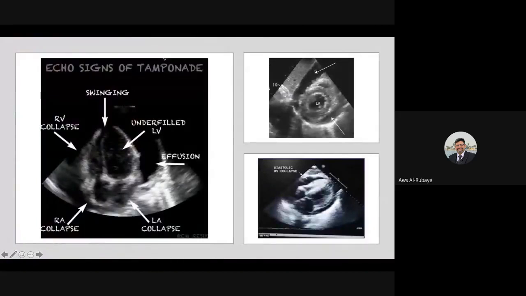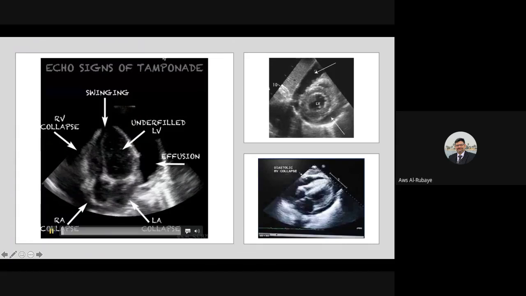This is a subcostal short axis view showing the accumulation of fluid, pericardial effusion, and this is also a subcostal view, a four-chamber subcostal view showing pericardial effusion with right ventricular collapse. This is the right ventricle, and this is the collapse.